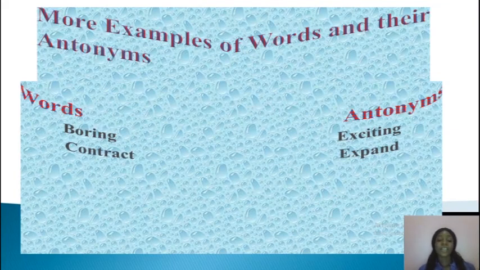The next word is contract. Contract, not contract. Contract is what? It's a verb. Contract is what? A noun. So contract means to actually reduce the size of something, to reduce in size. And the opposite of that word is what? Expand. You expand it, you widen it. That's the opposite of the word contract.